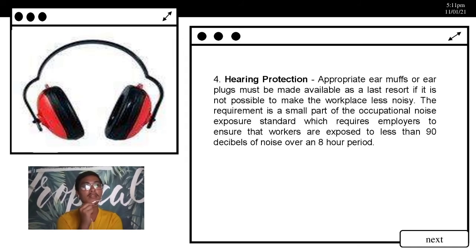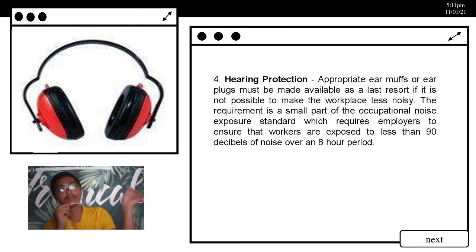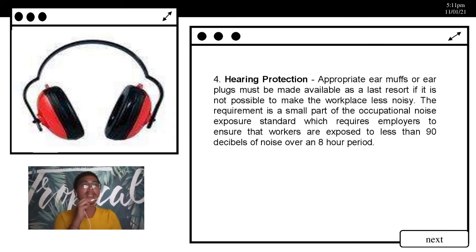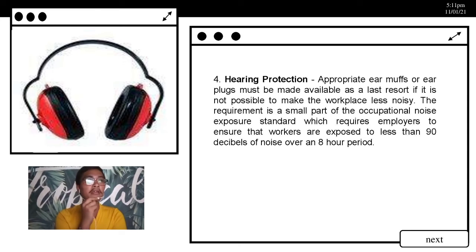So these polyvinyl chloride or polyurethane foam disposable earplugs are cheap, and they also block all types of sound. You just insert them into the ear, and they are cheap like a tampon. Next is the reusable earplugs.